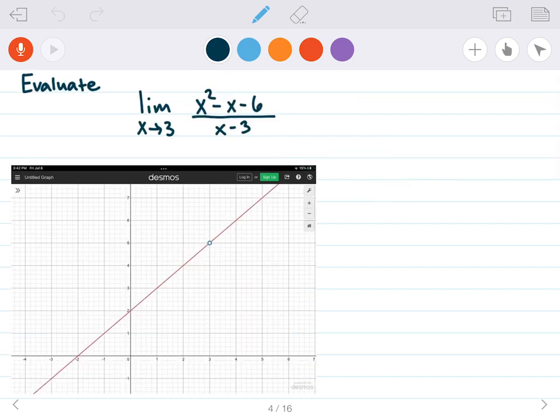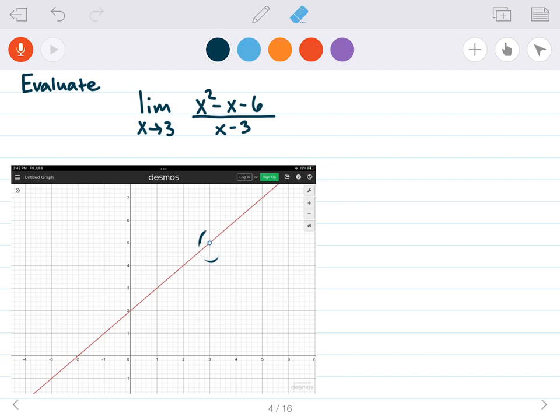What about something like this? Evaluate the limit as x goes to 3 of x squared minus x minus 6 over x minus 3. Again, if we plug 3 in, the denominator is 0, and we don't want that. But this is actually a special kind of function, because if you were to graph this in Desmos, you'd get a line. You wouldn't see this hole right here, but if you were to click in that spot, it would say undefined. That's because there is what's known as a removable discontinuity there.